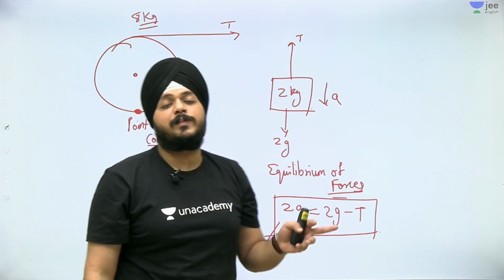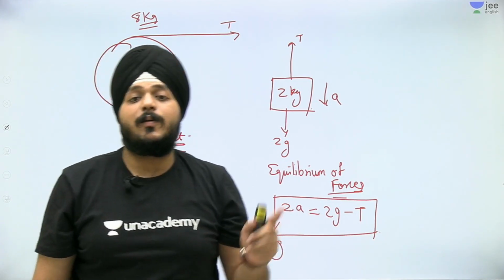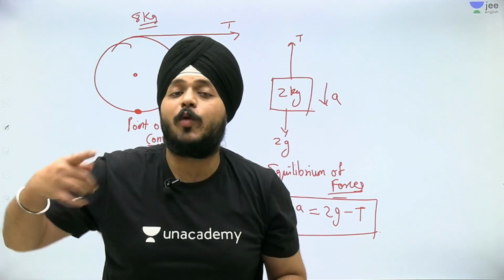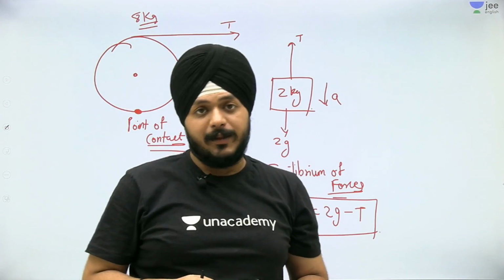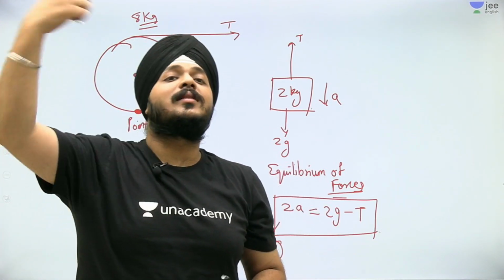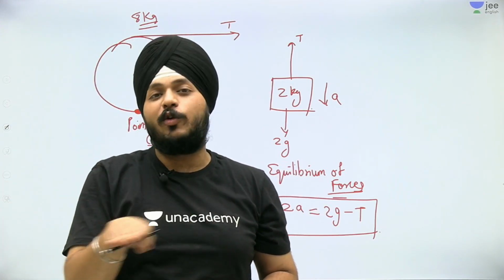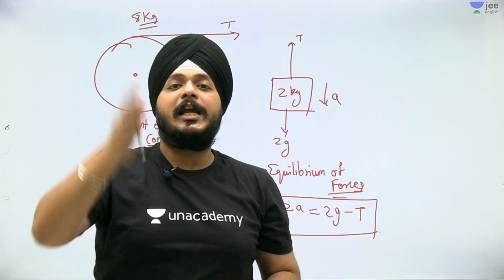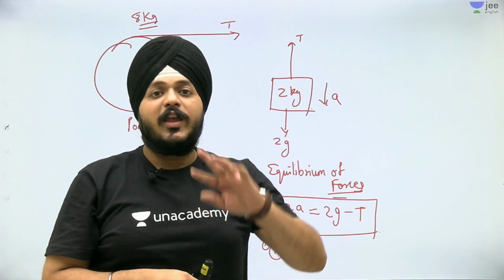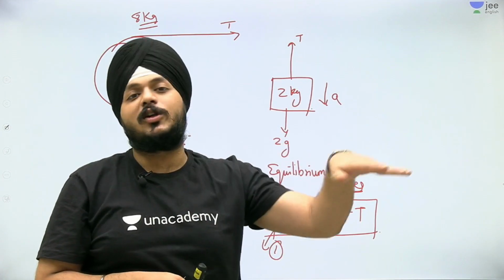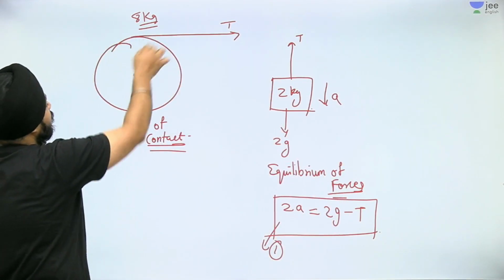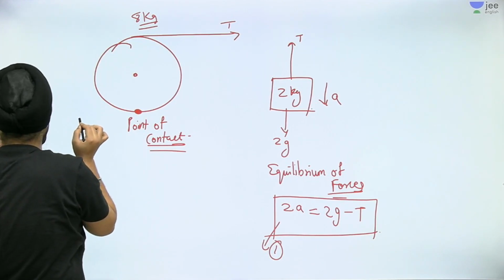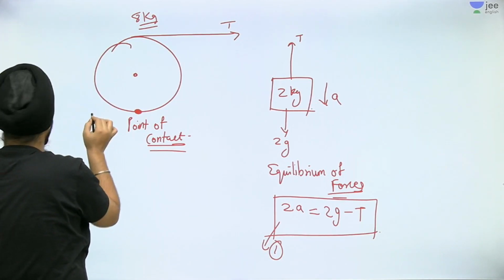This equation has been obtained by means of the conditions of translational equilibrium. All horizontal forces are balanced, all vertical forces are balanced, right? If they are not balanced, then they have either horizontal acceleration or vertical acceleration. Now moving forward to another point. I am taking the reference point as this.